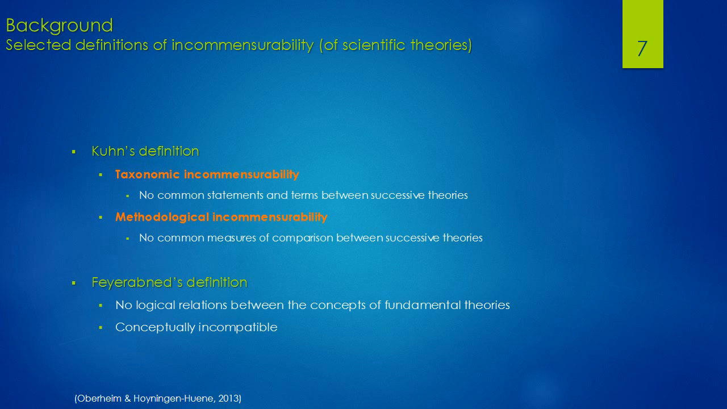Selected definitions of incommensurability of scientific theories are Kuhn's and Feyerabend's definitions. Kuhn defines incommensurability in two classes. First, taxonomic incommensurability, that means there is no common statements and terms between successive theories. And second, methodological incommensurability, which means there is no common measures of comparison between successive theories.